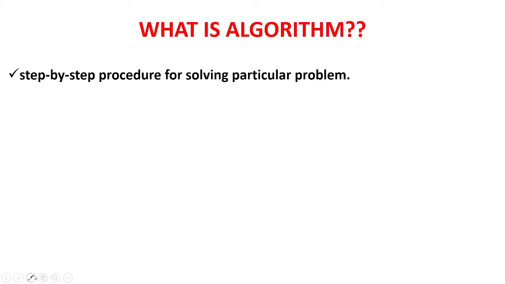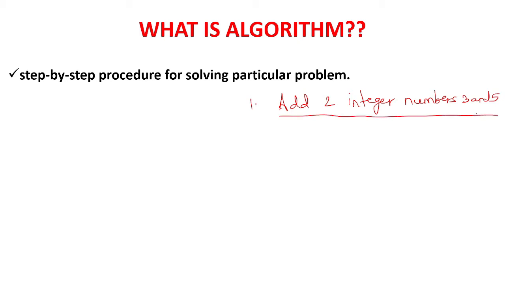For example, suppose I have a problem defined that is add two integer numbers 3 and 5. Now this is a problem given to me. I have to write an algorithm for this problem using step-by-step procedure. So step-by-step procedure is called as what? An algorithm to solve any problem. Now this is a problem given: add two integer numbers 3 and 5.